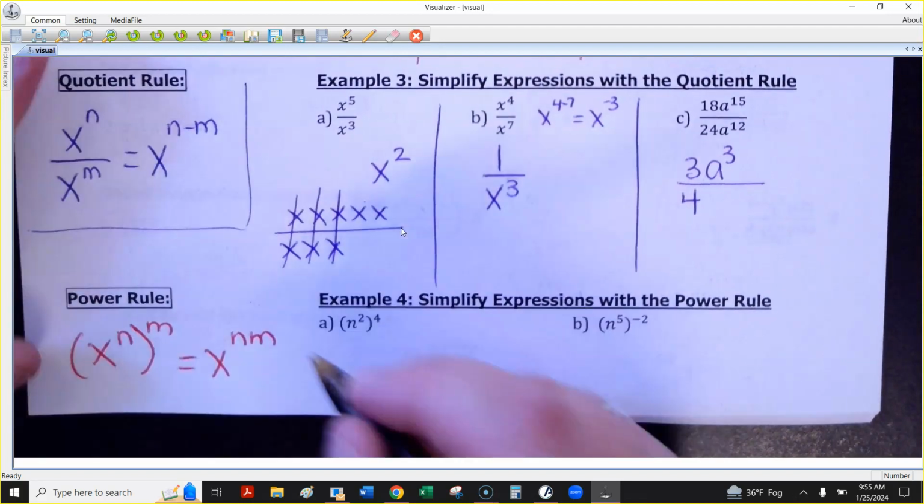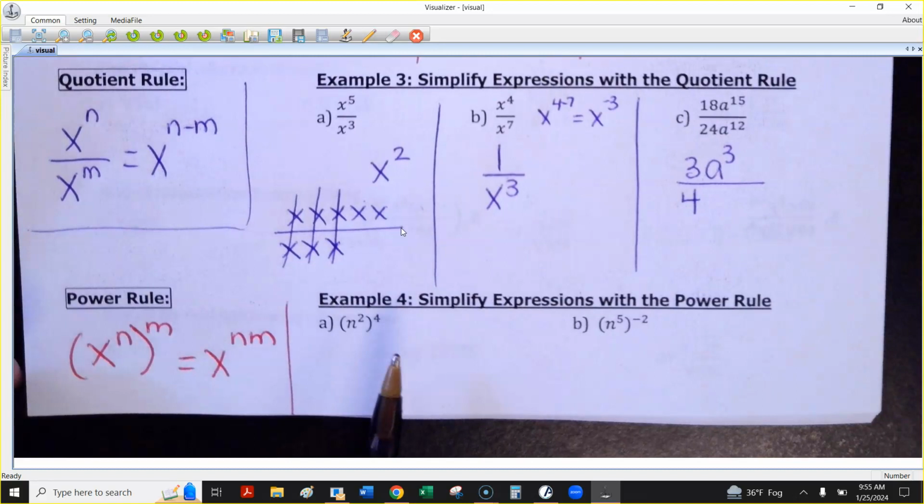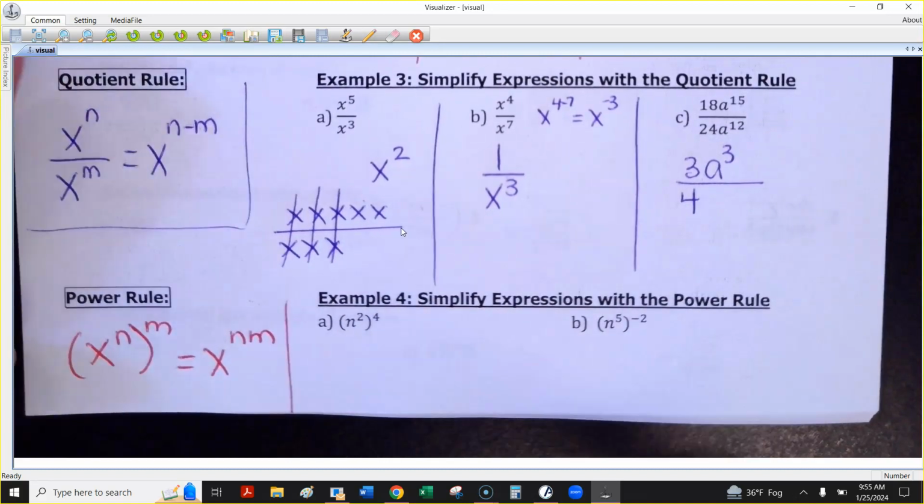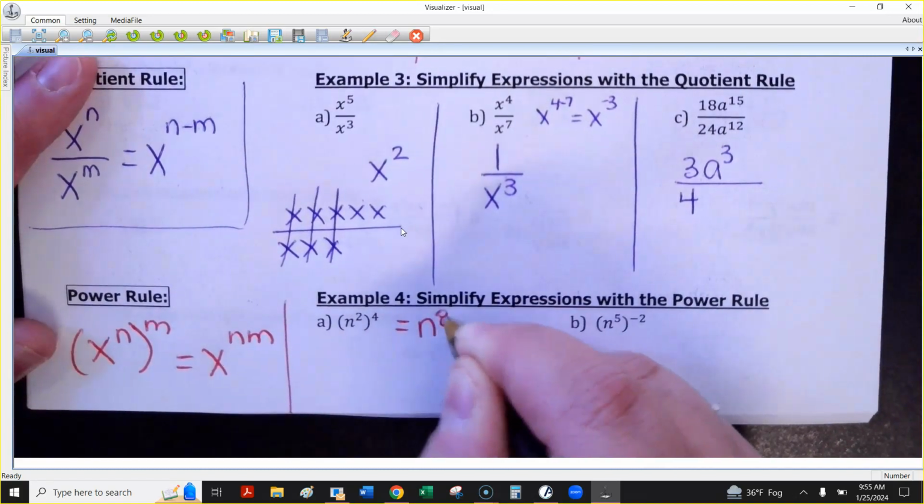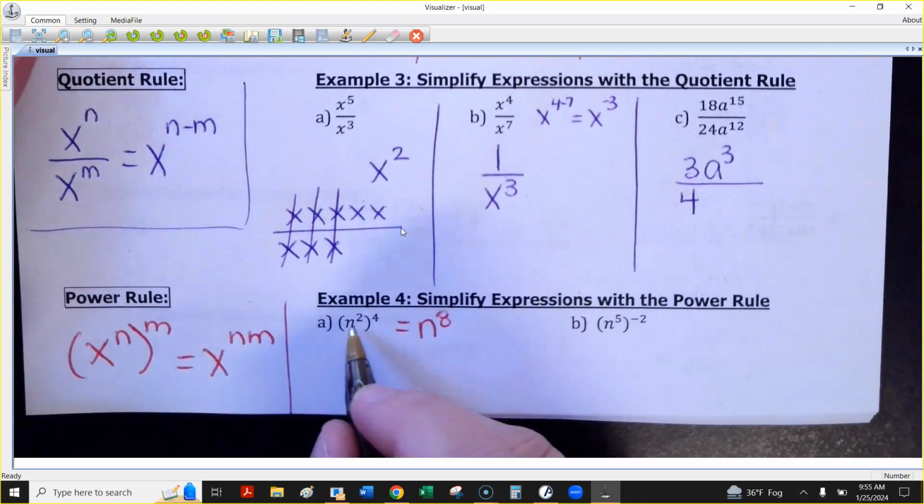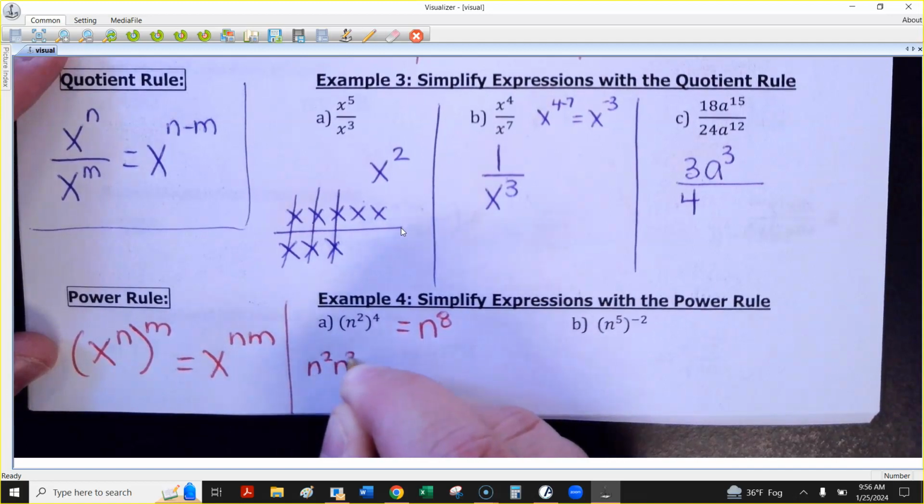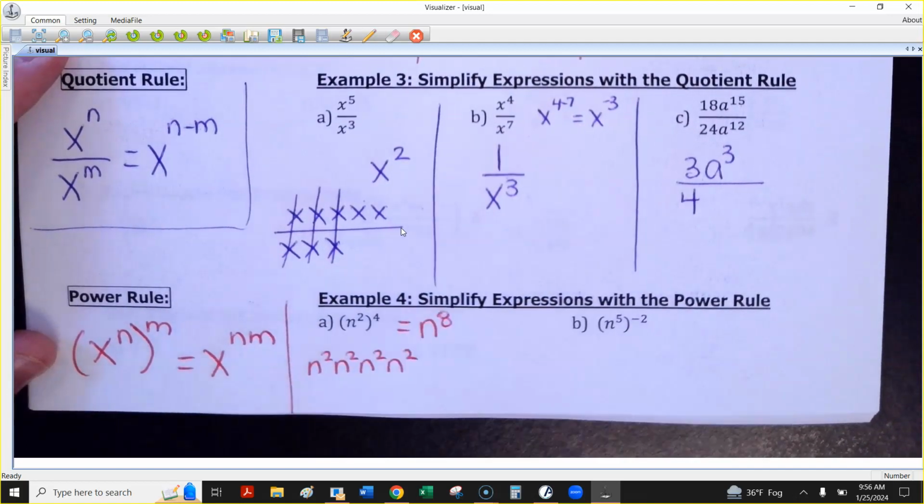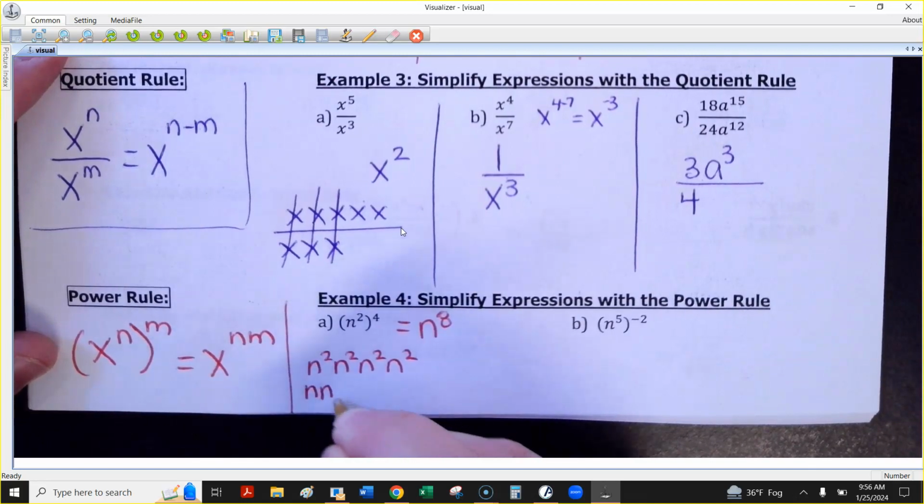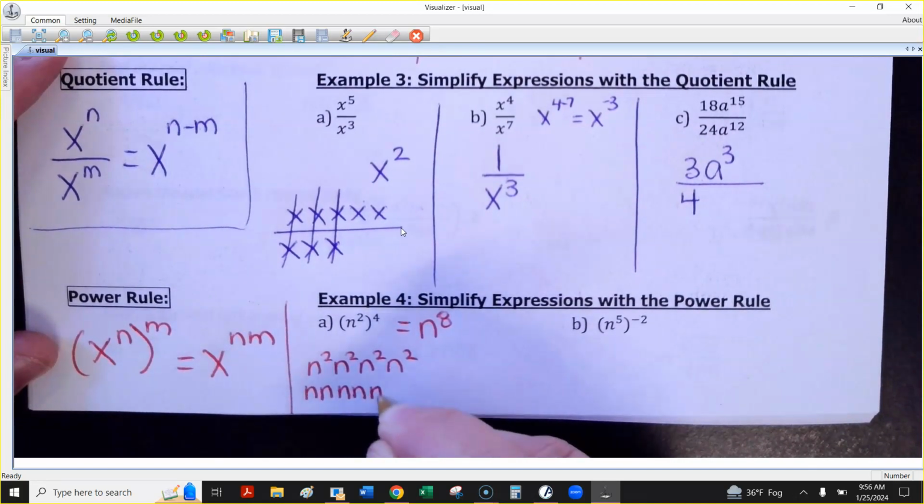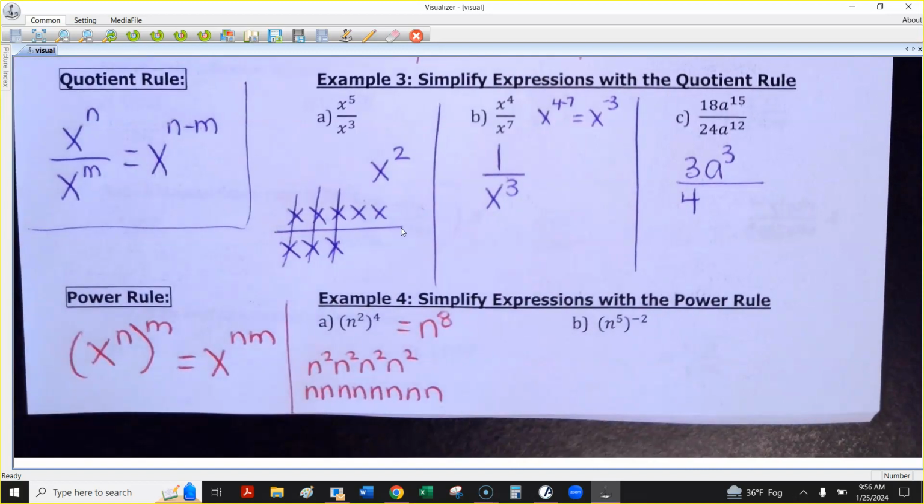All right, now, just really quickly, so I have n squared to the 4th. This should just be n to the 8th. Absolutely don't have to write this down. I'm just going to show you real quick. N squared to the 4th would mean I had n squared 4 times. N squared is n times n. And instead of writing all that garbage out, isn't it way quicker to just do 2 times 4? But that's where that comes from. So n squared to the 4th would be n squared 4 times, which would give you 8 n's.